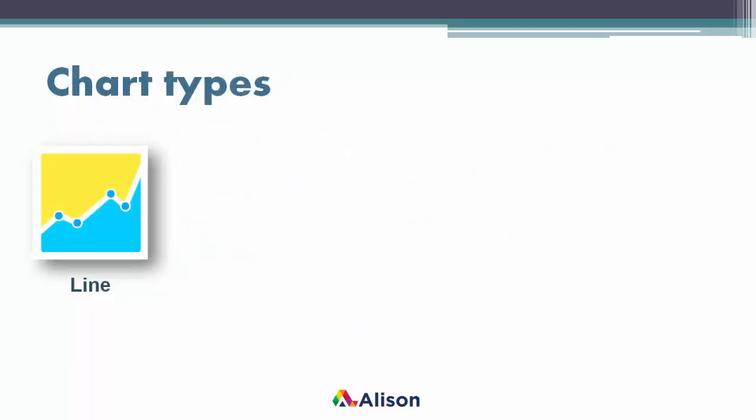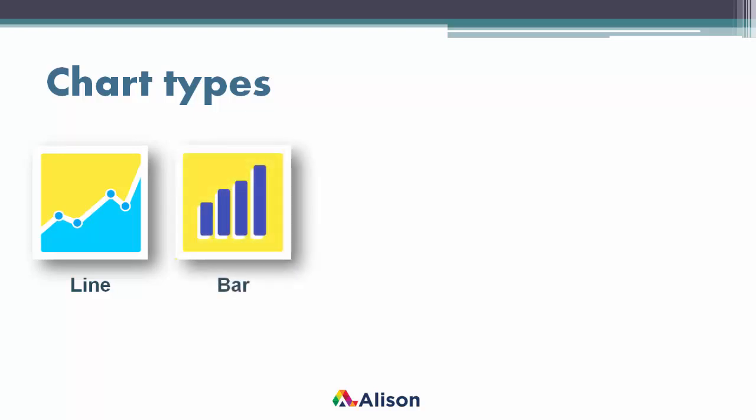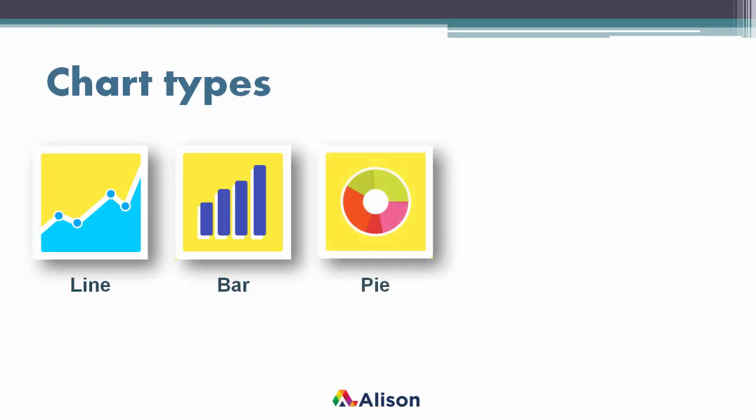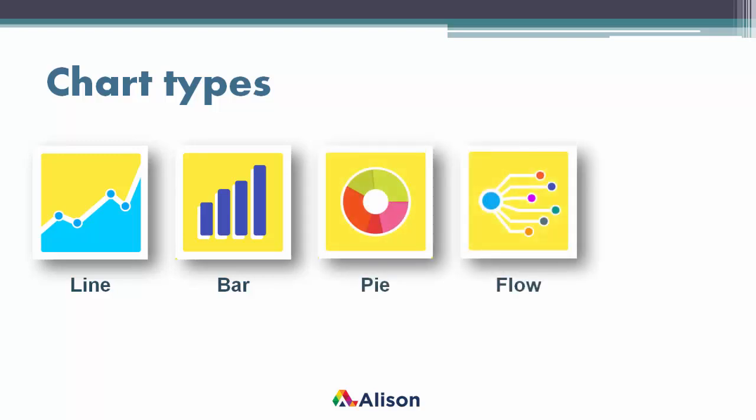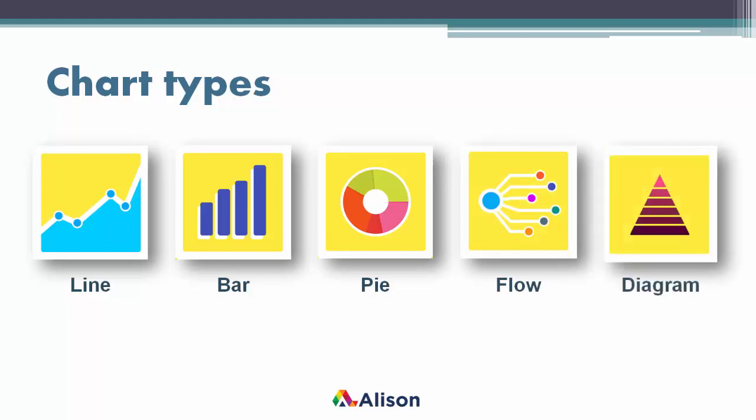Line charts demonstrate trends and allow learners to make comparisons. Bar charts are useful for comparing quantities and statistics. Pie charts represent proportions and ratios. Flow charts describe complex procedures in an easy-to-understand format. Diagrams provide organization and meaning for concepts and ideas.